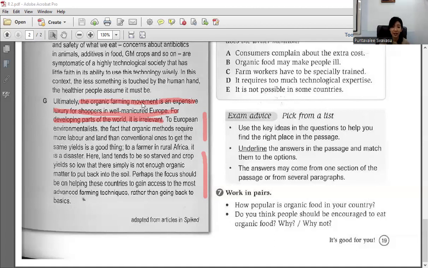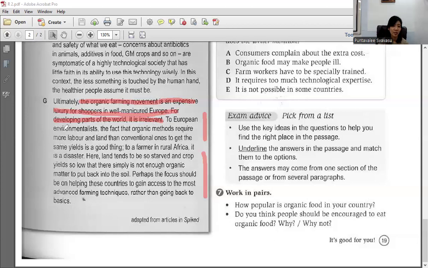And here, if we look at the topic sentence, you will see that they talk about expensive luxury shoppers in Europe, but for developing parts, it's irrelevant. So it's the opposite. And then the supporting details support the two sentences here. Okay, so back to the answer.